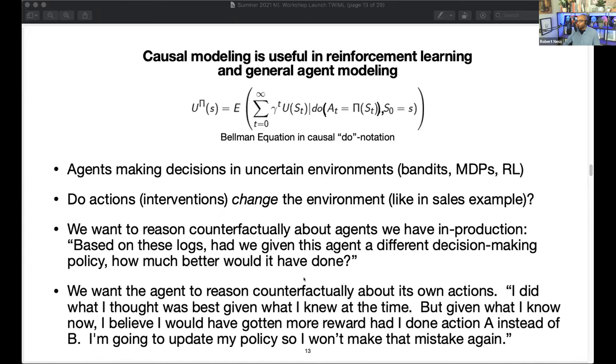That's kind of how you learn, right? Sam, wherever you are in your life, you've gotten there by learning lessons along the way, as opposed to playing the game of life 1,000 times and choosing the optimal policy. You do that by reasoning about past mistakes, ideas like regret. So I did what I thought was best given what I knew at the time, but given what I know now, I believe I would have gotten more reward had I done action A instead of action B. I'm going to update my decision-making policy so I don't make that mistake again.